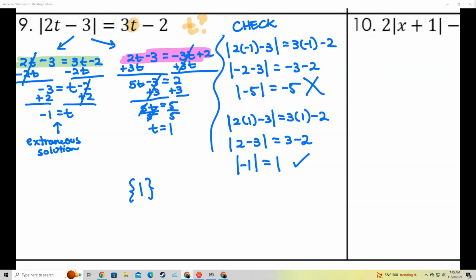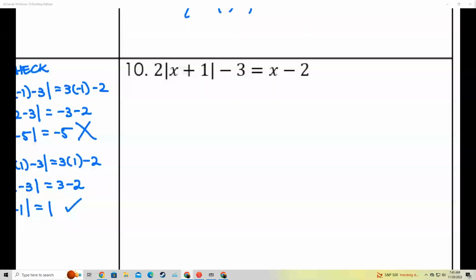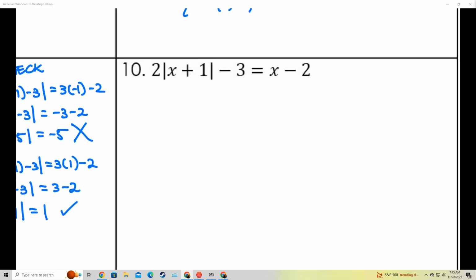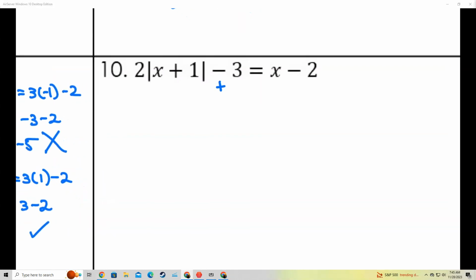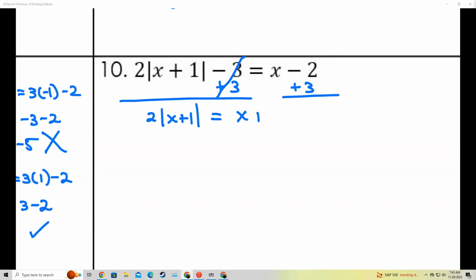All right, down to our last problem. First thing I notice is that the absolute value is not isolated. So let's go ahead and isolate it. I'm going to add 3 to both sides. These are going to cancel. I get 2 times the absolute value of x plus 1 is equal to x plus 1.